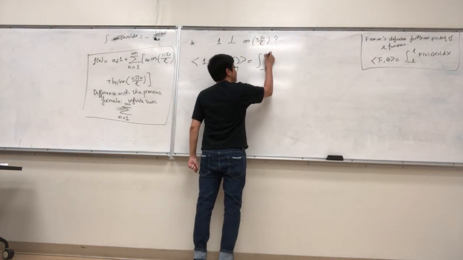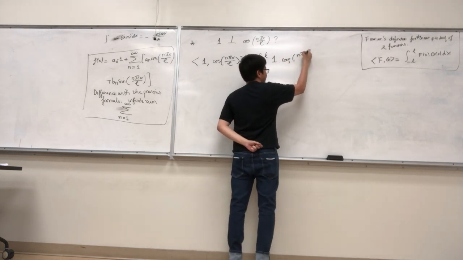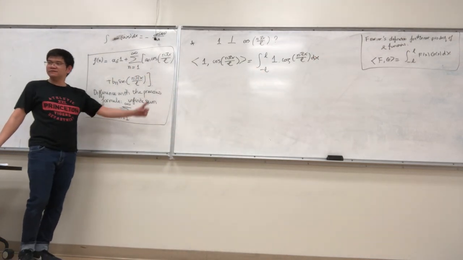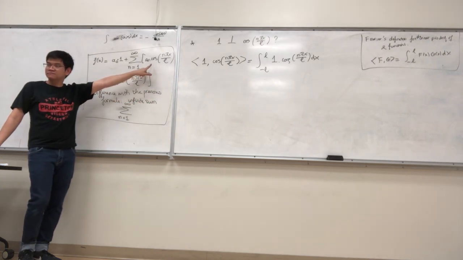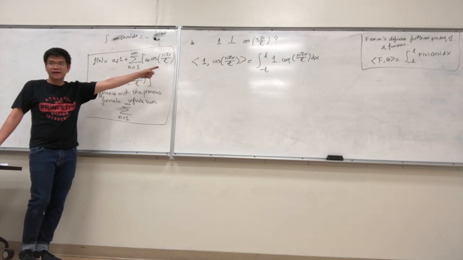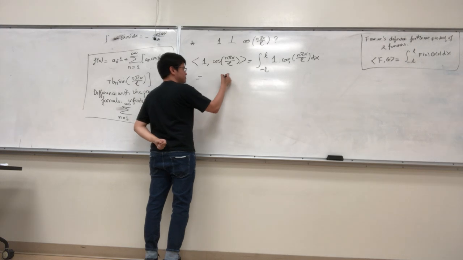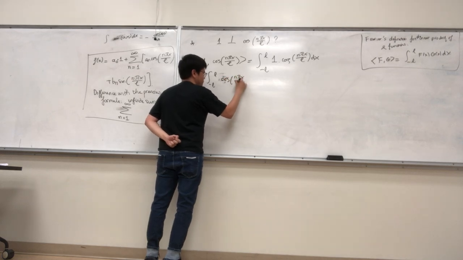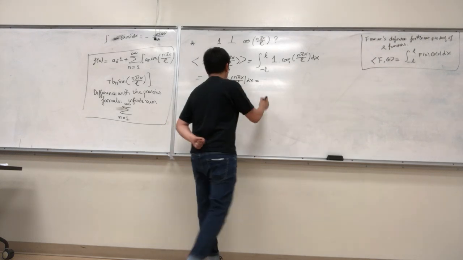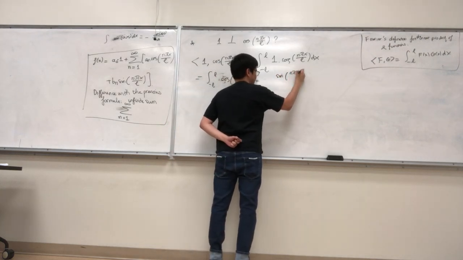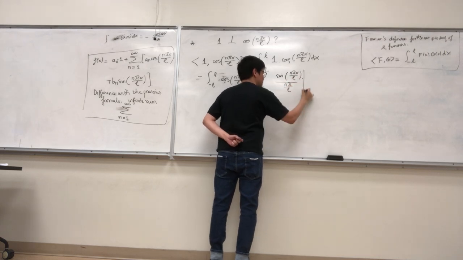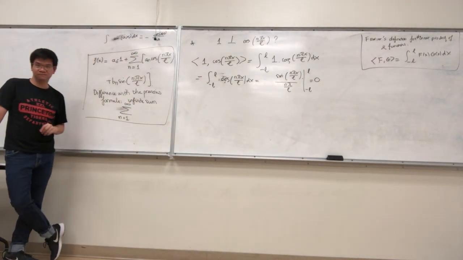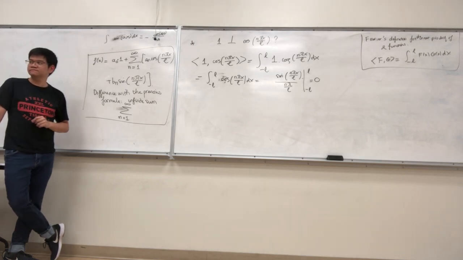So this is the integral from minus L to L of 1 times cosine of n pi x over L dx, and this gives me sine of n pi x over L over n pi, from minus L to L, and this is going to be 0. So this is another very nice observation of his. Any questions?